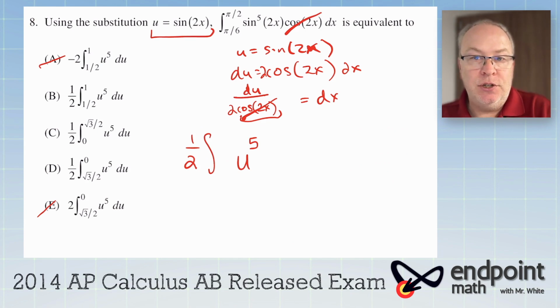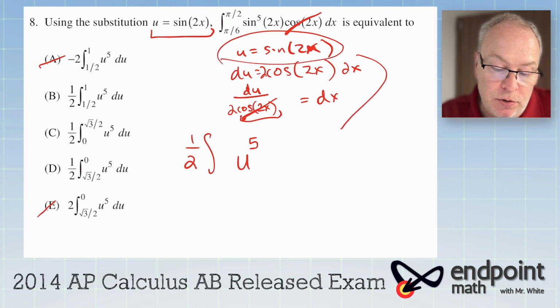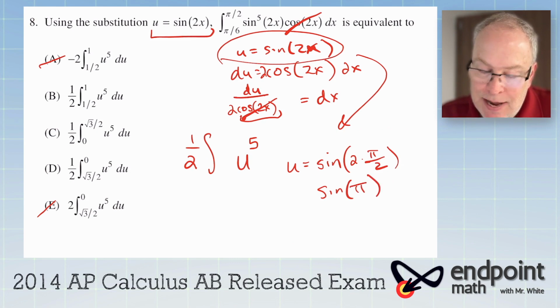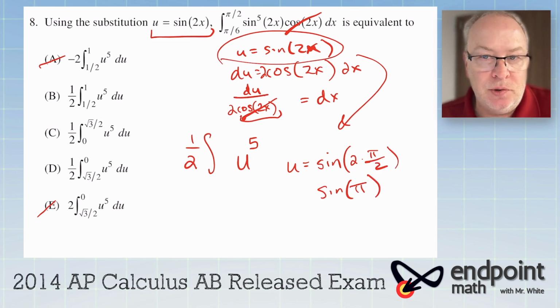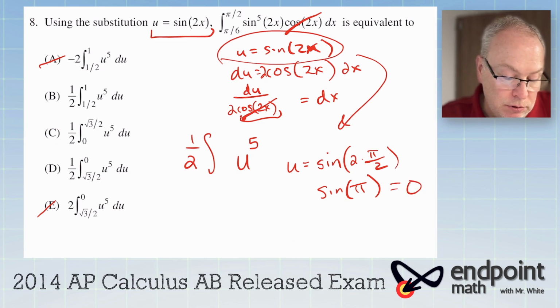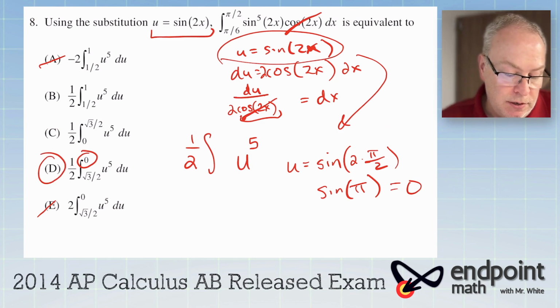I still have to change the bounds. So I use their substitution. So I have to do u equals the sine of 2 times pi over 2. Well, that's just the sine of pi. And again, I would not be writing all this if I were taking the actual exam. I'd be kind of thinking it through. The sine of pi is 0. Okay, so the upper bound is 0. So the answer has to be D, because the other ones don't have an upper bound.